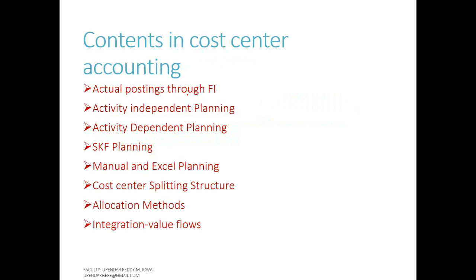The contents we are going to cover in cost center accounting are the actual postings coming from F-02, which is a CO business transaction, where we are going to use KB11N. When it comes to planning, there are activity independent planning, activity dependent planning, and SKF planning. All types of planning we are going to do. When you are doing planning, there are two types: one is manual planning, another is Excel planning. By using system-defined planner profiles, we can do planning.